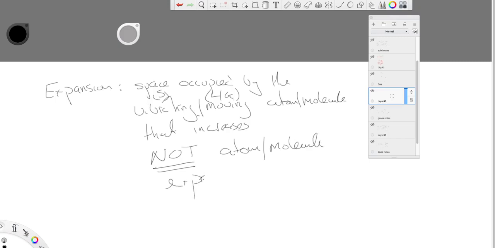Now, there are some things that you can say and just be wrong in an exam and not get any marks for it. If you talk about atoms and molecules expanding, you might actually lose marks. So if you've gained a mark for something else you've said and then you talk about the atoms and molecules expanding, you could lose a mark for that.